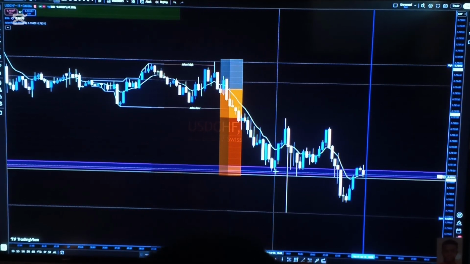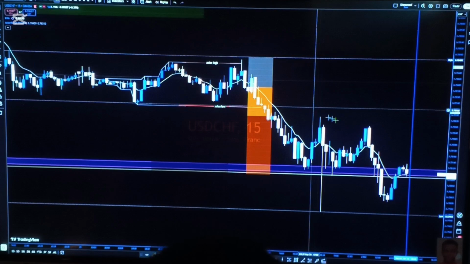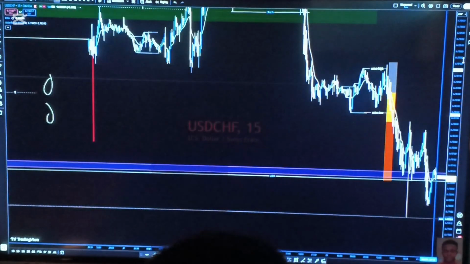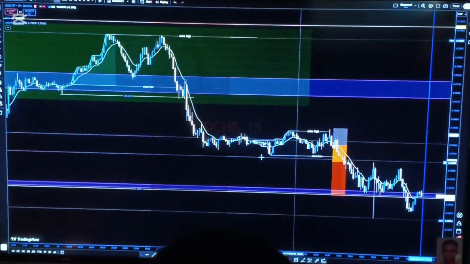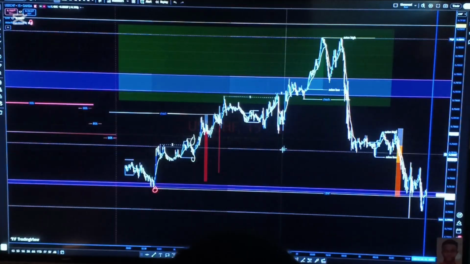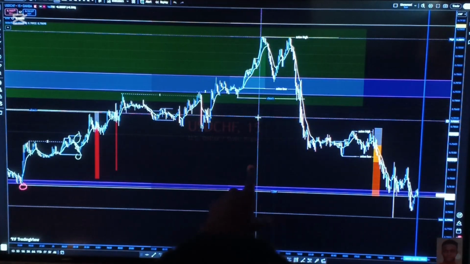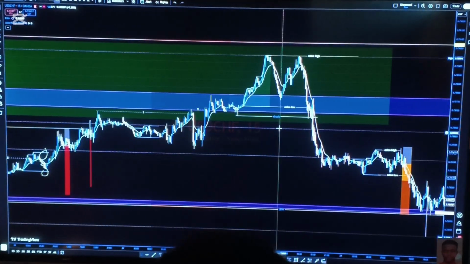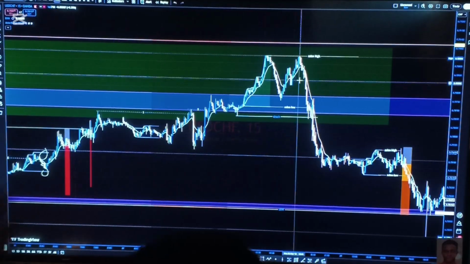Look at this melt, a very nice melt, which I missed. And why did I miss this trade? It's because over here there's a change of character. Over here, there's a change of character, meaning that the market sentiment has changed from bullish to bearish.